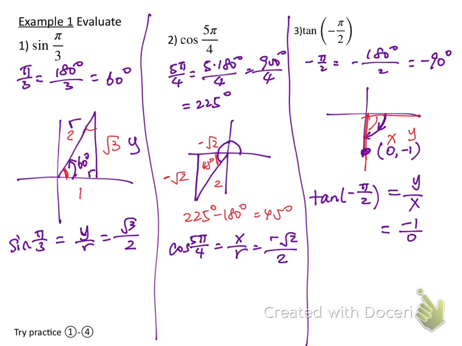0 cannot be a denominator, and when you have a 0 denominator, which will happen sometimes on tangent or cotangent or secant or cosecant, you just say this is undefined, because it is undefined, which means tangent of negative pi over 2 does not exist. Sine and cosine you will not have undefined because they have r as the denominator. r will never be 0.